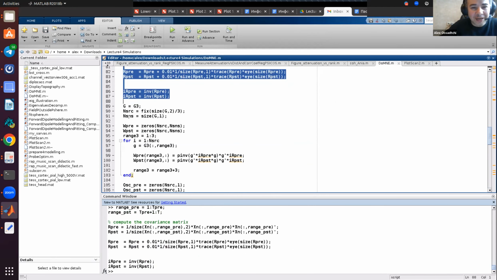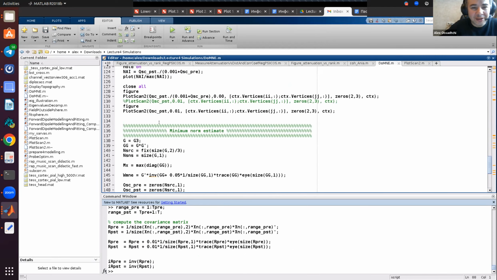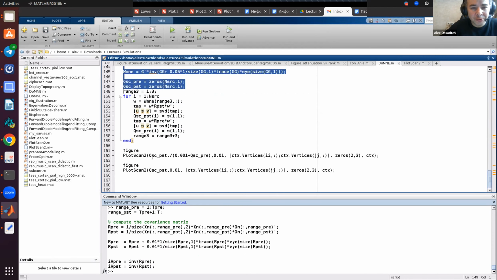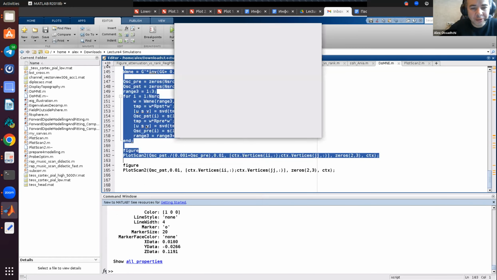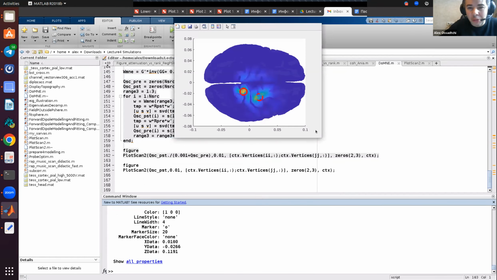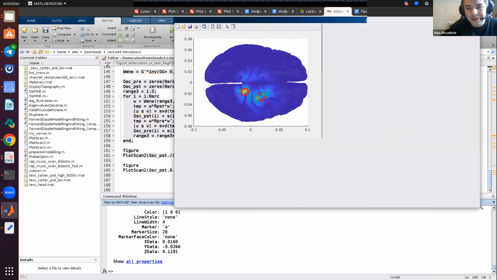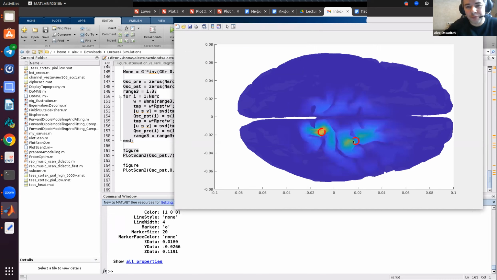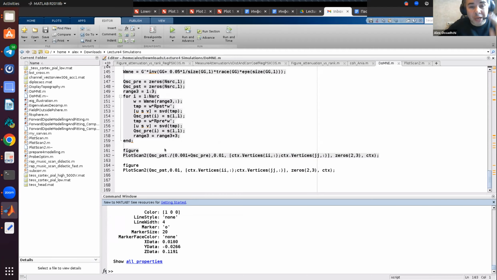Then do the solution, and then plot the scan. It doesn't break that badly. Remember how it was with MNE? It places the source somewhere in the center, and that's it. Yes, or the beamformer. Oh, by the way, hold on.